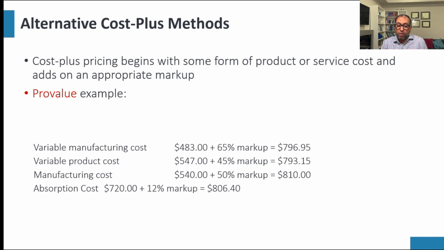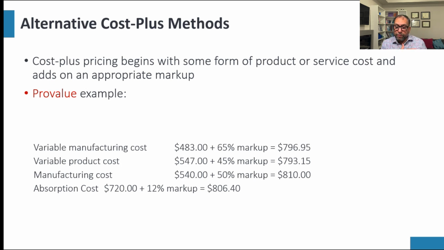An alternative is the cost-plus method. Cost-plus pricing begins with some form of product or service cost and adds on an appropriate markup. For example, variable cost, manufacturing cost, 60% markup on that. Variable product cost, we want a 45% markup on that, and manufacturing cost, we want a 50% markup on that. And we see that these are the prices that we can get: 796, 793, and 810. And absorption cost with a 12% markup gives us 806.40.